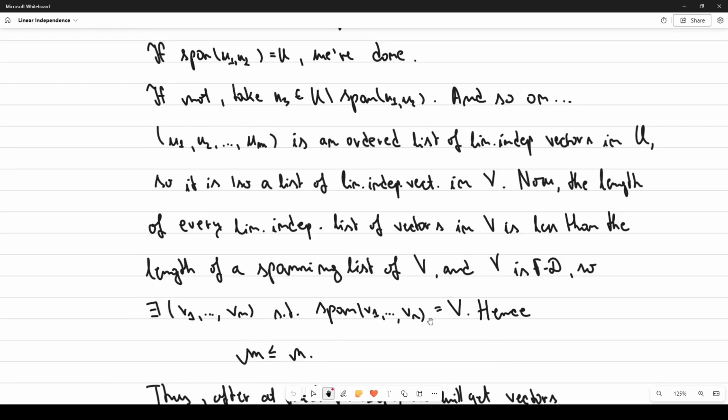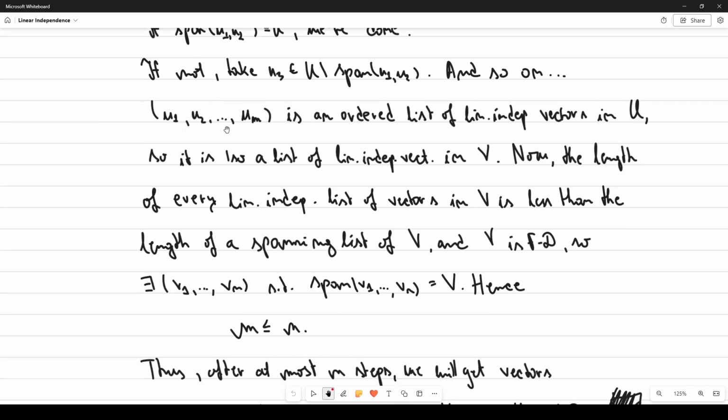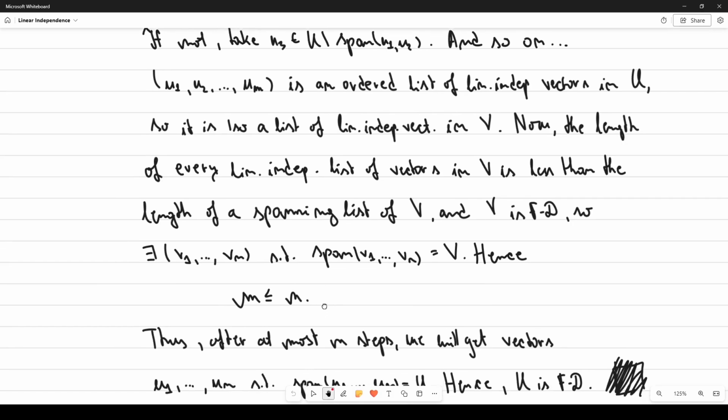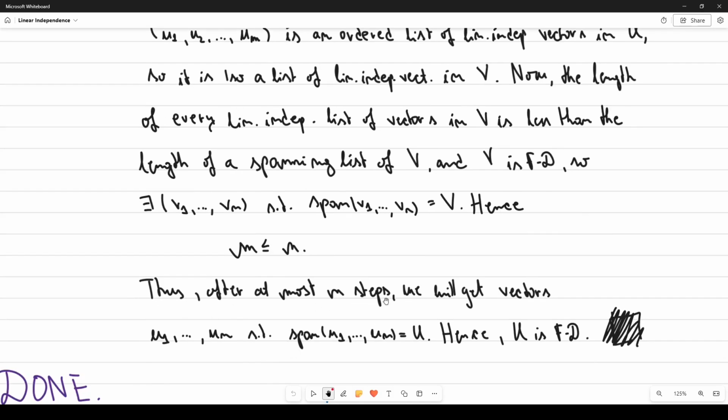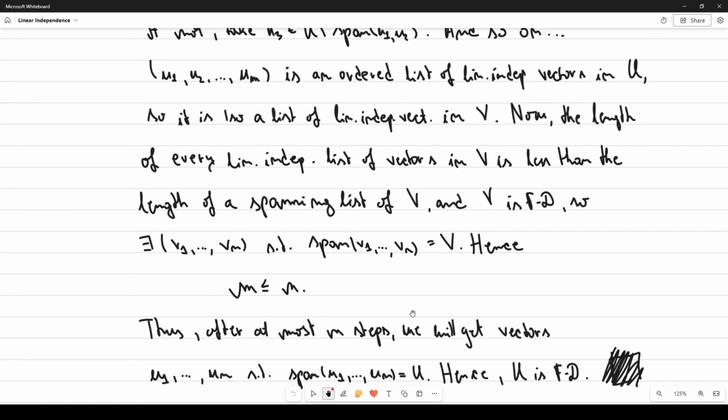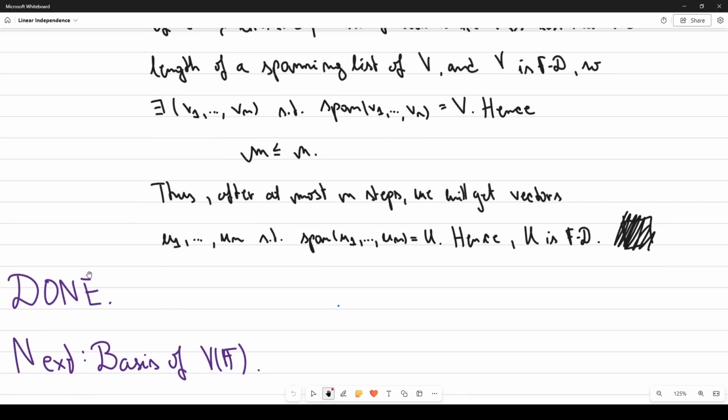Hence, we have that the length of this list, m, is less than or equal to n, so there is an upper limit. So after at most n steps, this process will end. We will get vectors u1 all the way to un such that they span the vector space U. Hence, U is finite dimensional. That would be all for linear independence.